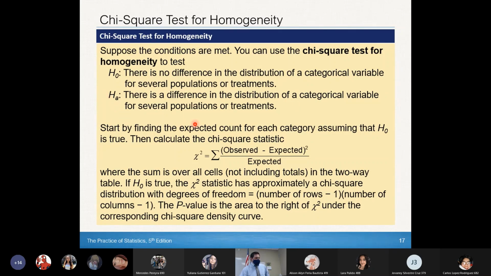Start by finding the expected count for each category, assuming that the null hypothesis is true. Then calculate the chi-square statistic, the same as we have previously, where the sum is over all cells, not including totals, in the two-way table. If the null hypothesis is true, the chi-square statistic has approximately a chi-square distribution with degrees of freedom equaling the number of rows minus 1 times the number of columns minus 1. The p-value is the area to the right of chi-squared under the corresponding chi-square density curve. So this is how we conduct our test for homogeneity.